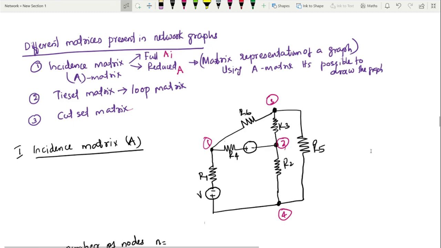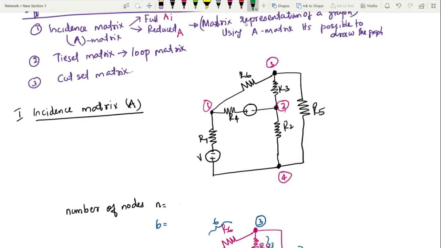To find the incidence matrix, it is essential to draw the oriented graph of this network. In order to draw the oriented graph, first of all, we need to identify the number of nodes and branches of this given network. How many nodes are there? There are 4 nodes. This is the first node. This is taken as the second node, and this is taken as the third node, and finally this is the fourth node. So in this case, the number of nodes n is 4.